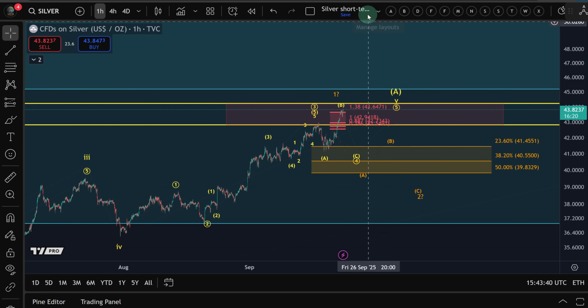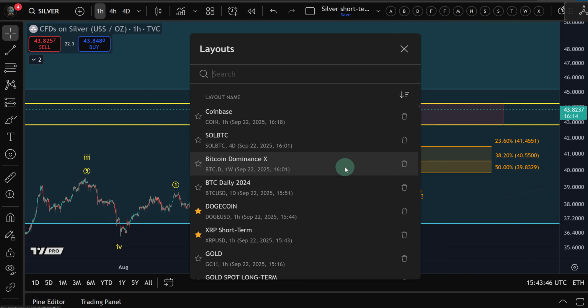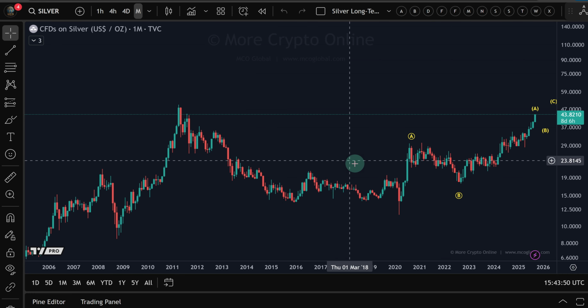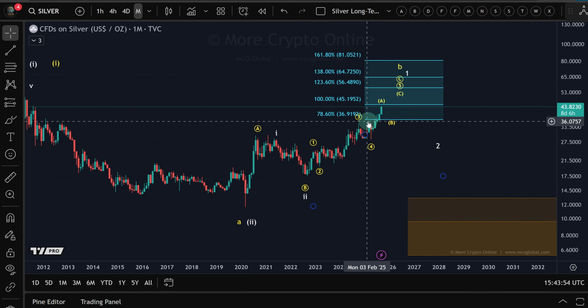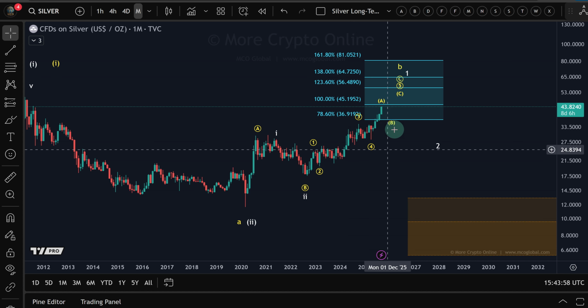Before we dive into the nanostructures, we should take a quick look at the larger time frame. Silver is approaching my 100% Fibonacci extension target, which I highlighted as a target already early in the year in the long-term videos on our MCO Global channel, $45. So we're getting there.